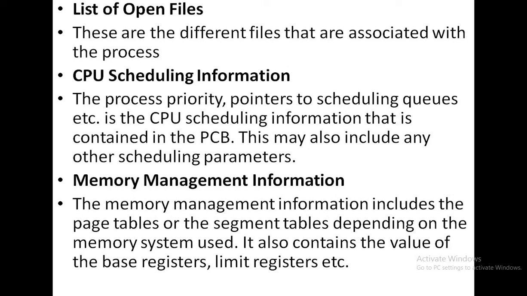Next is CPU scheduling information. So the process priority, pointers to scheduling queues, etc., is the CPU scheduling information that is contained in the PCB. This may also include any other scheduling parameters.